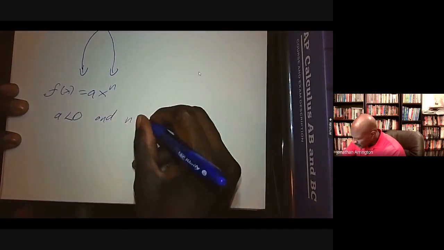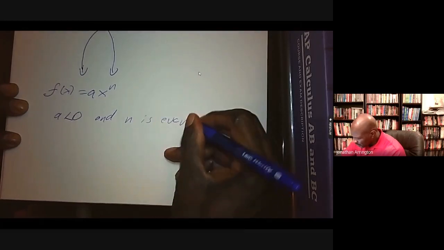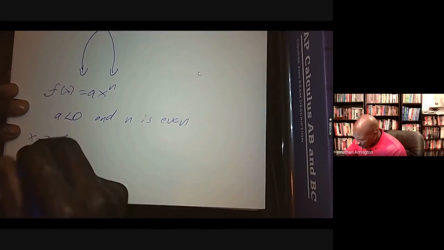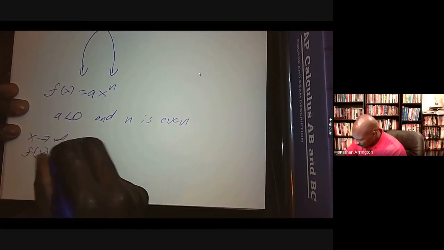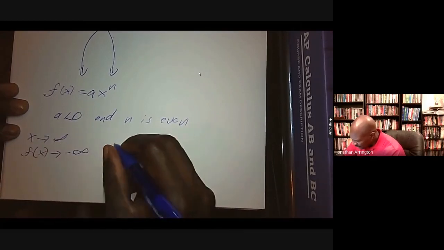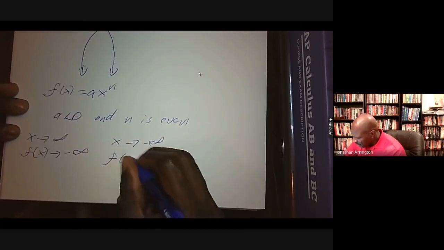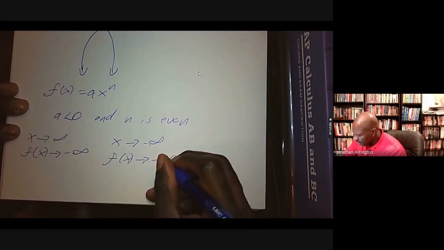And n is even. So the end behavior is going to be as x goes to infinity, f of x is going to negative infinity. As x goes to negative infinity, f of x is going to negative infinity.